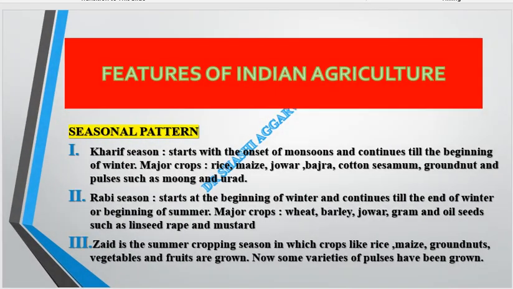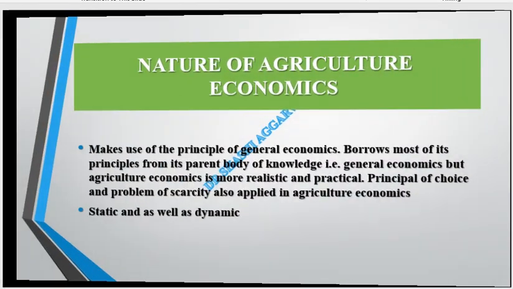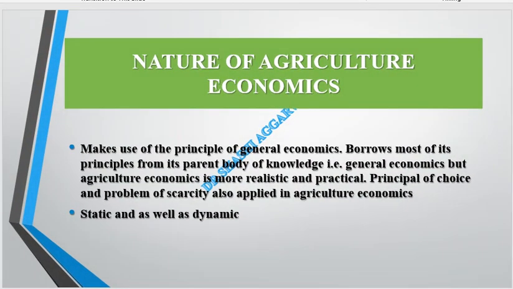And the second one is the Rabi season, which starts at the beginning of the winter and continues to the end of the winter or beginning of the summer. Major crops are wheat, barley, jowar, and seeds such as linseed, rape, and mustard. Zaid is the summer cropping season in which crops like rice, maize, groundnuts, vegetables, and fruits are grown. Some varieties of pulses are also grown there.